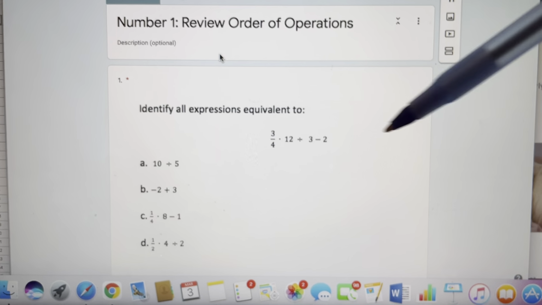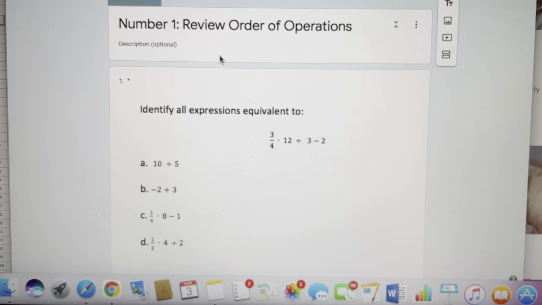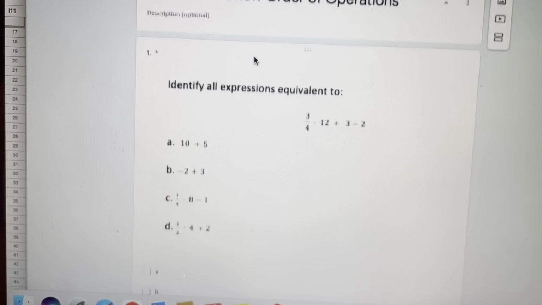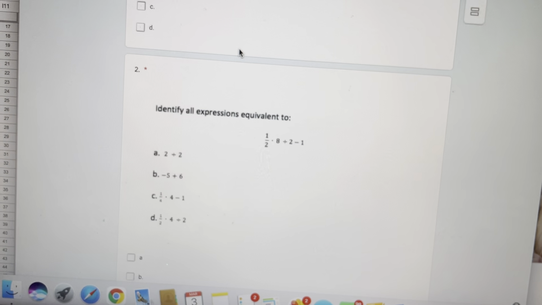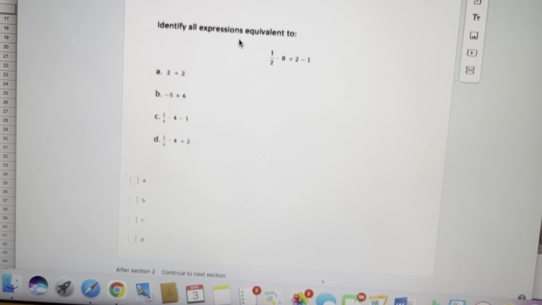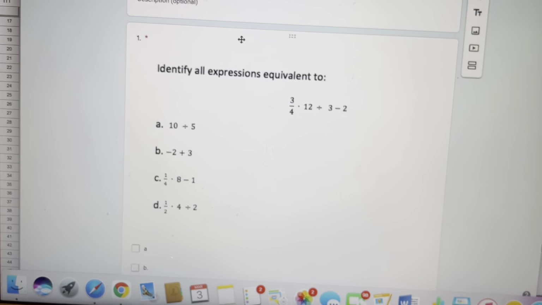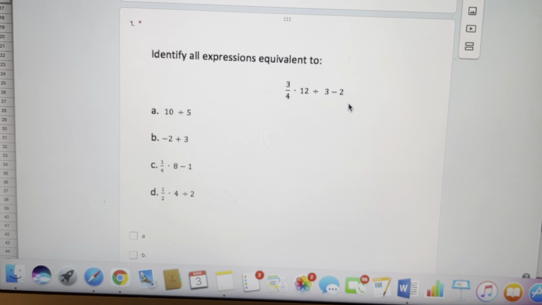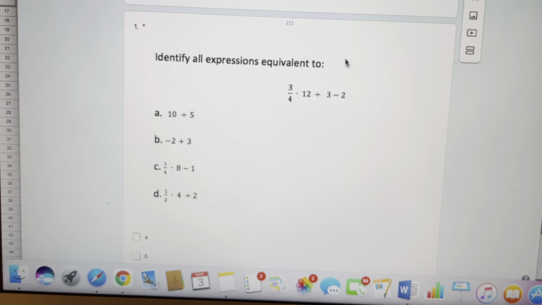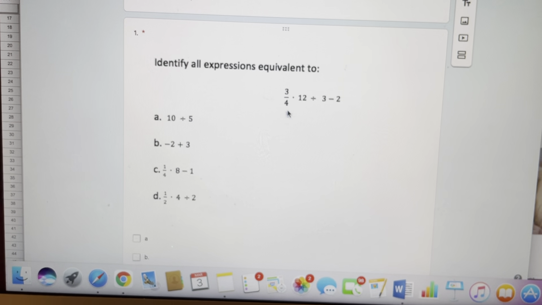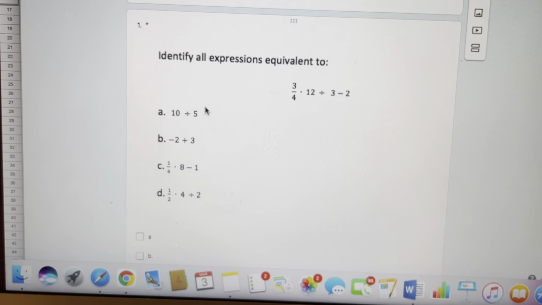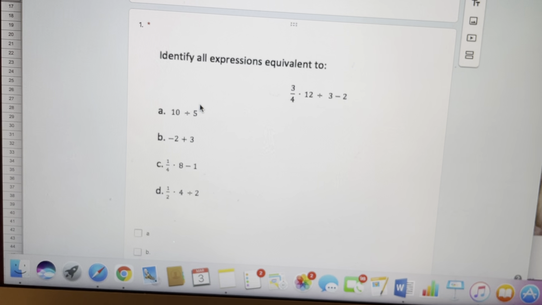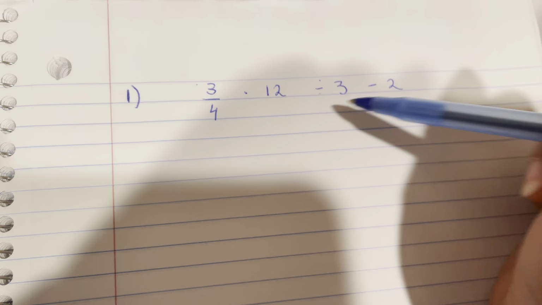All right, so number one, we did this yesterday, and I'm gonna go over this problem, and then you're gonna try this problem on your own. It says identify all expressions that are equal to this expression right here. So the first thing you have to do is actually solve this expression to figure out what these need to be equal to. So here I have 3/4 times 12 divided by 3 minus 2.